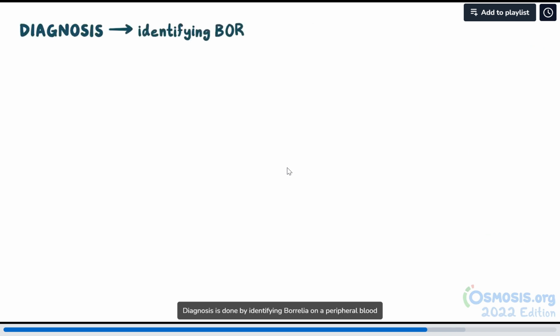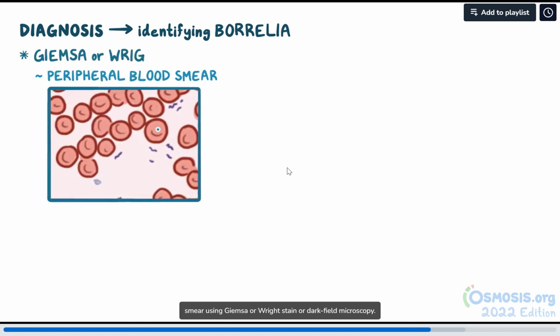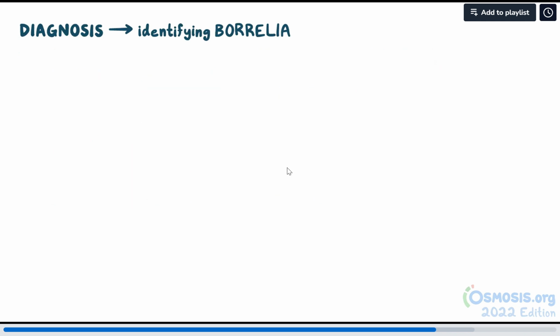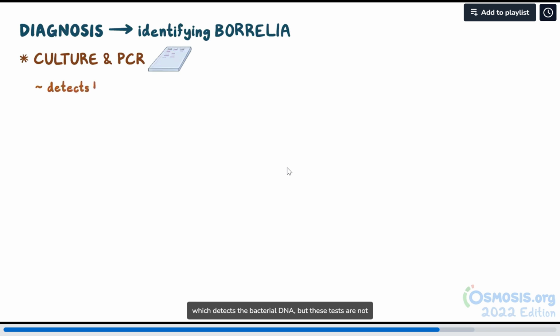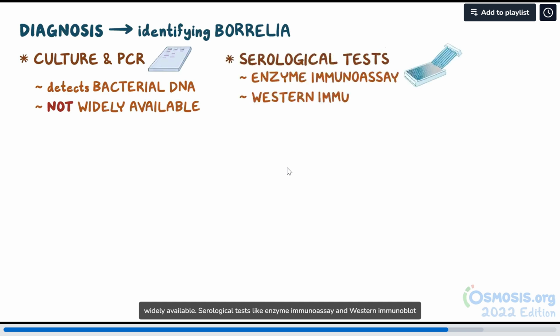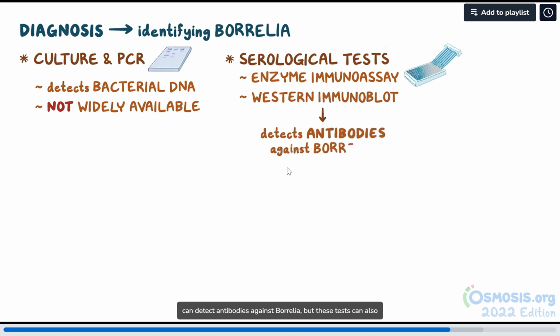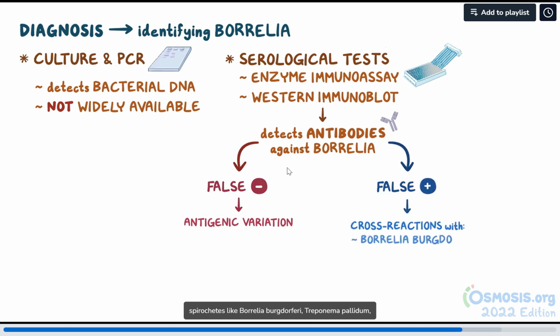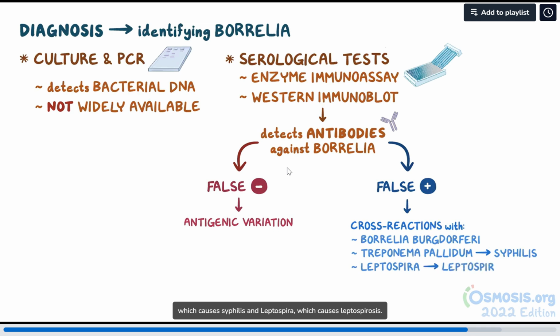Diagnosis is done by identifying Borrelia on a peripheral blood smear using Giemsa or Wright stain or dark field microscopy. Other tests include culture and PCR, which detects the bacterial DNA, but these tests are not widely available. Serological tests like enzyme immunoassay and Western immunoblot can detect antibodies against Borrelia, but these tests can also give false negative results because of antigenic variation, as well as false positive results because of cross-reactions with other spirochetes like Borrelia burgdorferi, Treponema pallidum, which causes syphilis, and Leptospira, which causes leptospirosis.